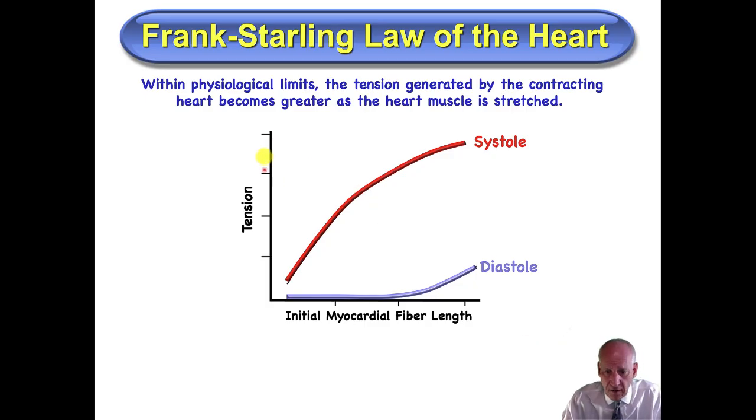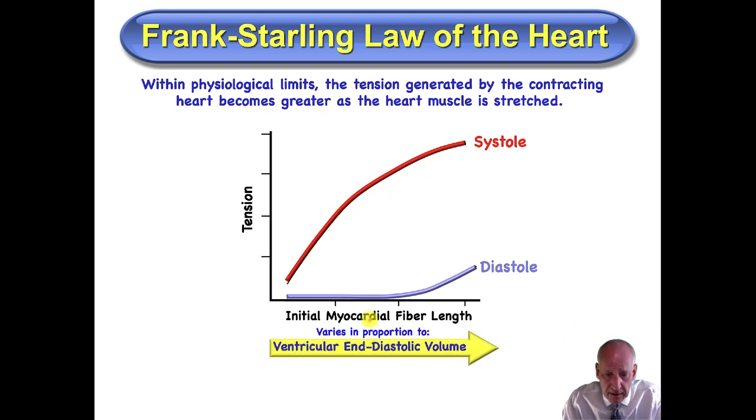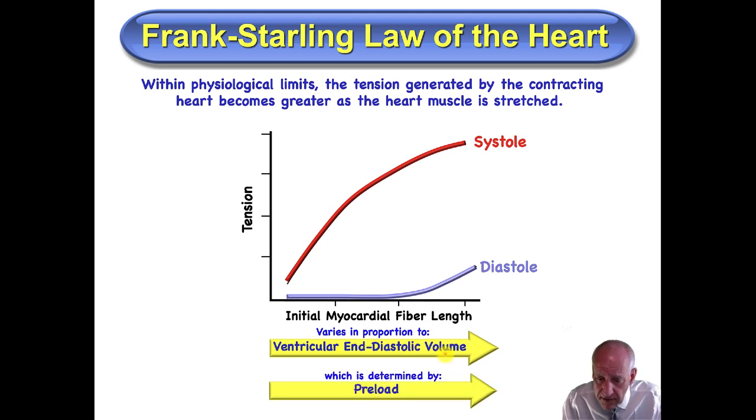So let's go back to our length tension relationship during systole and diastole and relate it to the heart. Within physiological limits, the tension generated by the contracting heart becomes greater as the heart muscle is stretched. Now, the initial myocardial fiber length varies in proportion to ventricular filling during diastole, or the end diastolic volume, and the EDV is in turn determined by the preload.